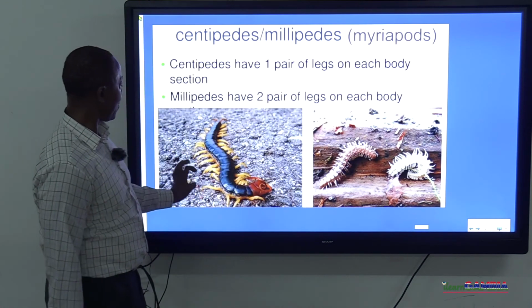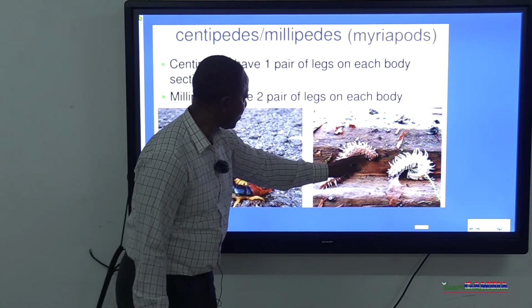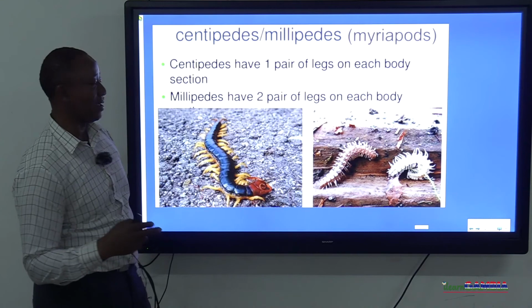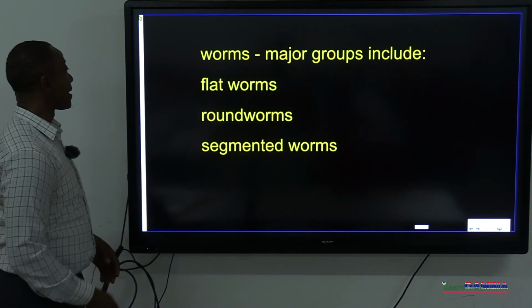So centipedes are the ones that have few legs, like this guy here. And millipedes, if you look closely, you can see 2 pairs on each body part. So they have a lot of legs on them.